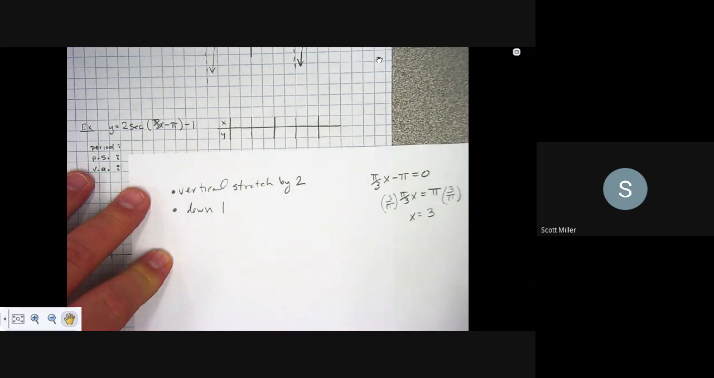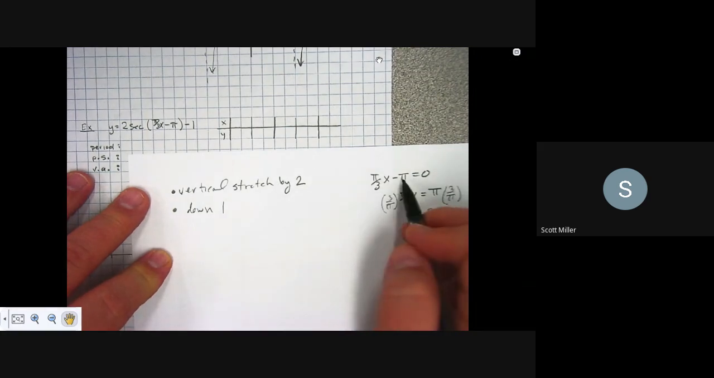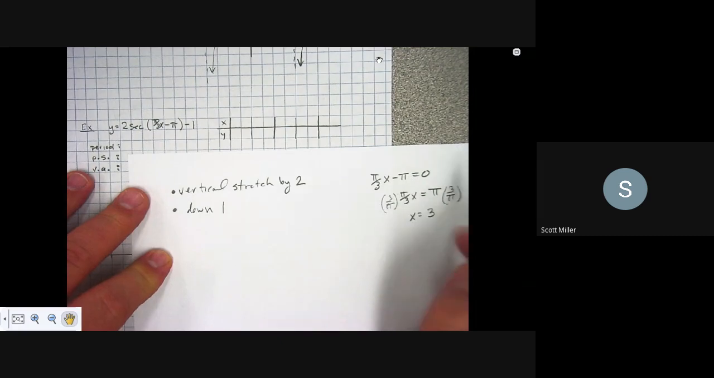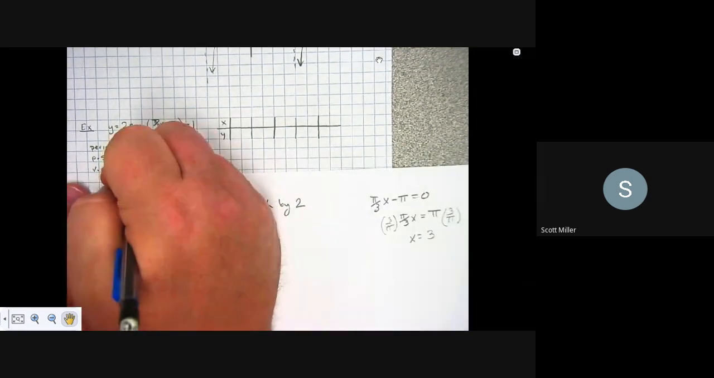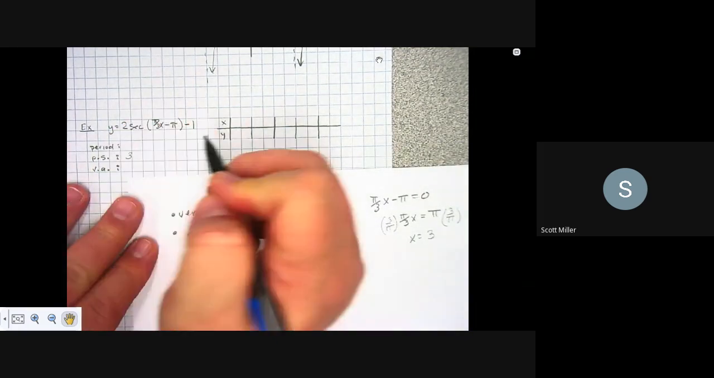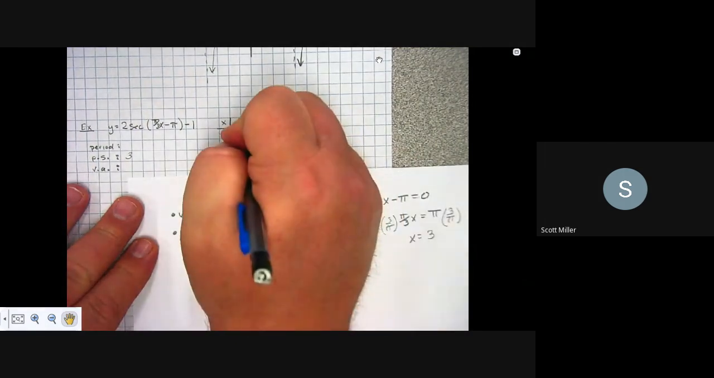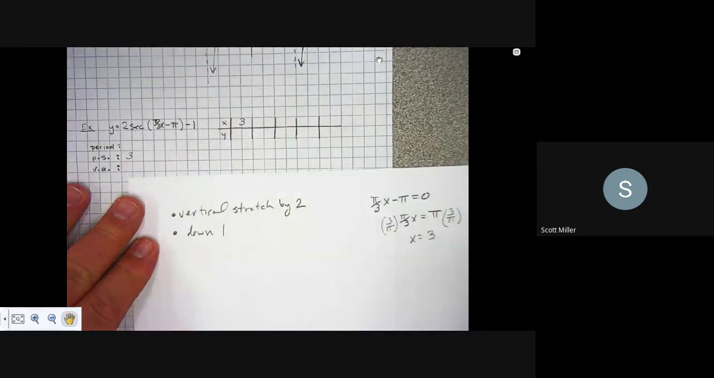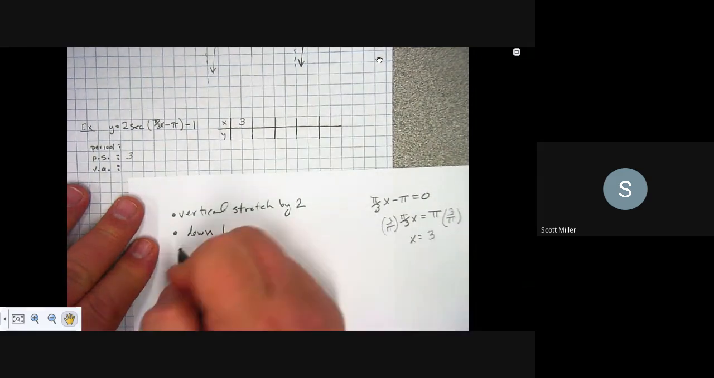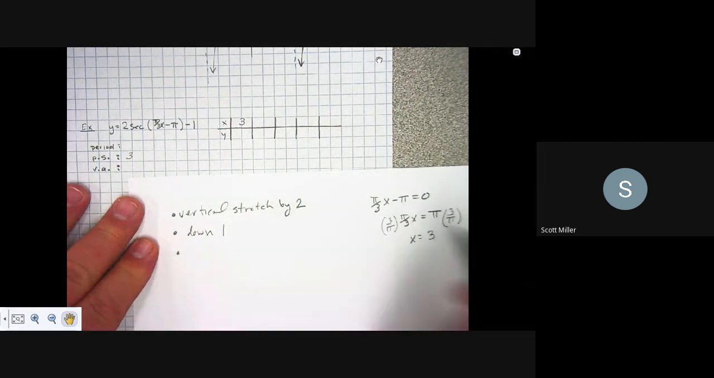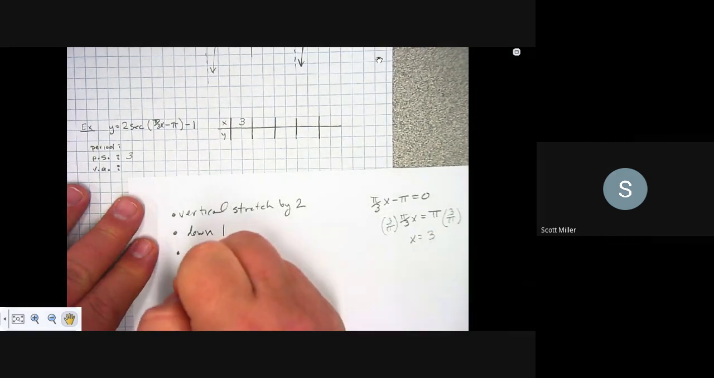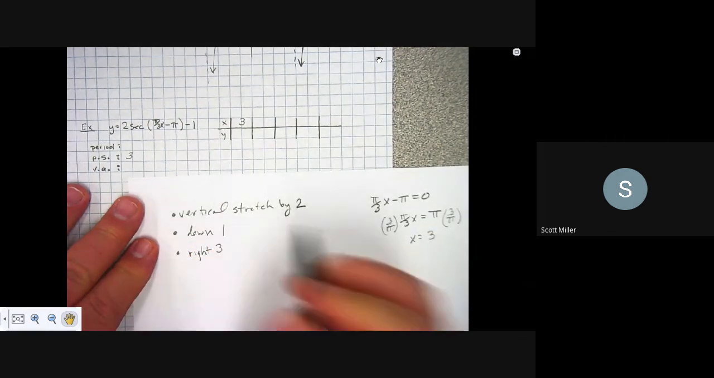Okay? So what does that mean? Well, when I did this, this was my phase shift. So my phase shift is going to be 3. It is also going to be the first number in my table, 3. But it also represents right or left. Since it is positive, I'm going to the right, 3.